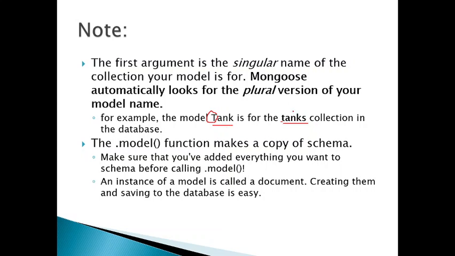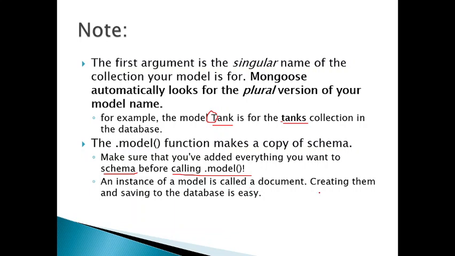This collection will be automatically created at the back end. So whenever you create a model, an instance of the document, it will automatically create a collection at the back end, or connect to the collection at the back end, with the plural form of this. That model function makes a copy of the schema. Make sure that you added everything you want to the schema before calling .model. So .model will create the collection with this schema.